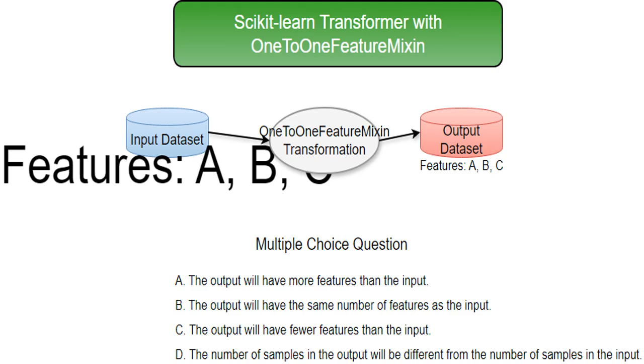I'm using a special tool from the scikit-learn library, called OneToOneFeatureMixin. It's a special instruction that ensures a one-to-one relationship between the input features and the output features. This means, no features are added, and no features are removed. It simply keeps things as they are.